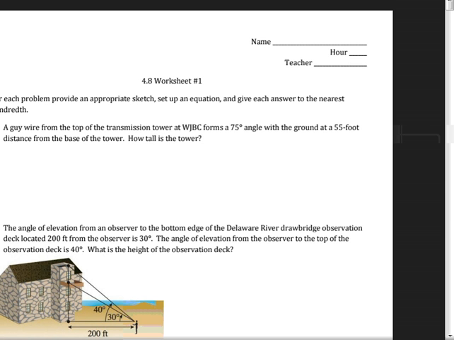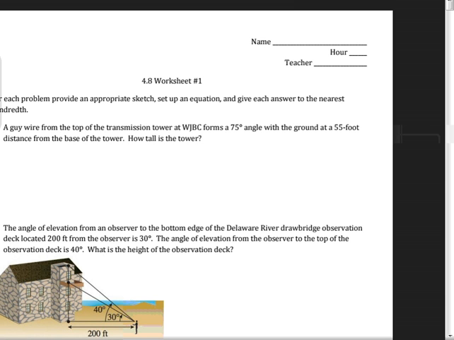Okay, 4.8.1. For each problem, provide an appropriate sketch. Ooh, so not only is it handy to have a good picture, it's required in the directions. Set up an equation, which is usually going to involve trig, and then give each answer to the nearest, let me see what it says, hundredth.